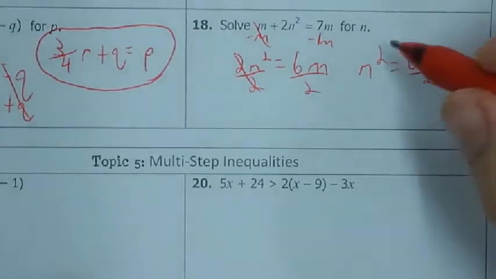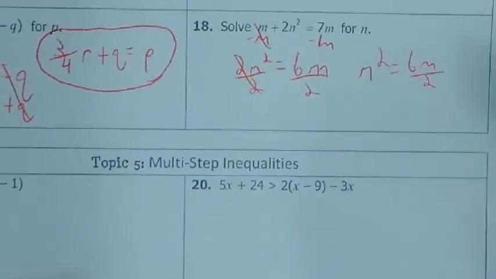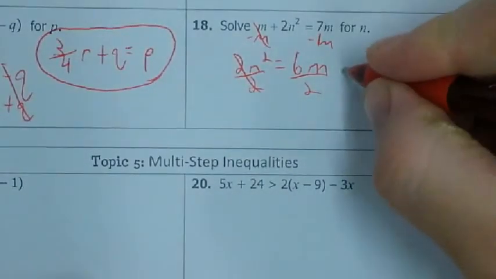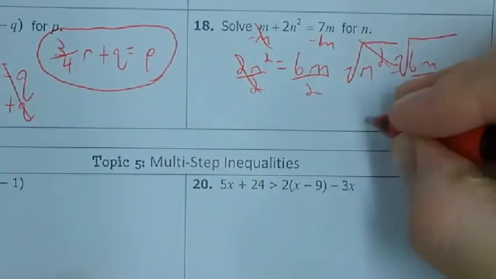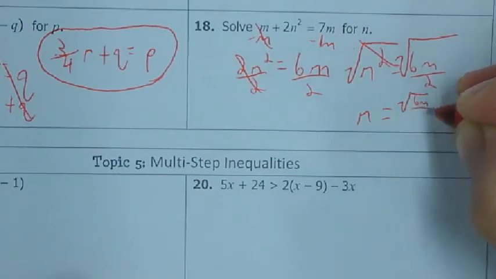And then you have to get rid of that square. Does anybody remember what the opposite of squaring is, or shoot, I just told you. What's the opposite of squaring? The square root. So now we've got to take the square root of both sides to get the final answer. That would cancel out. You'll get n equals square root of 6m over 2.